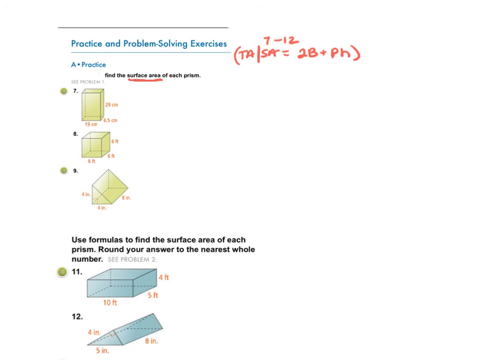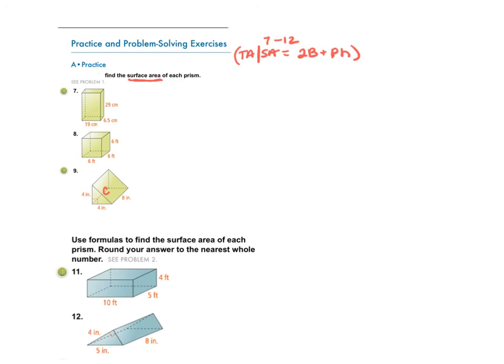So for 7, you've got a rectangular prism. For 8, you've got a cube, which is also just a rectangular prism. For 9, you've got a right triangle prism, so you're going to have to use the Pythagorean theorem to find C, which would give you the perimeter. So you're going to have to use that one.